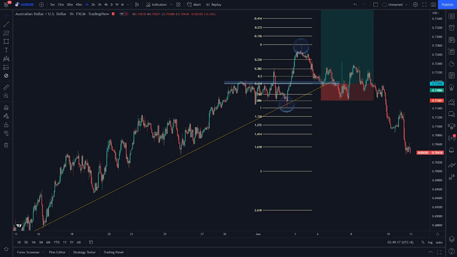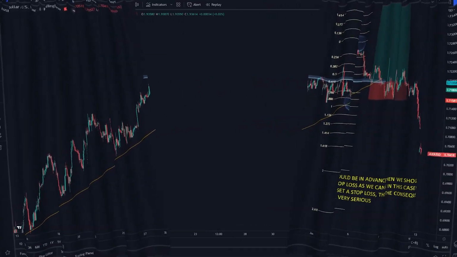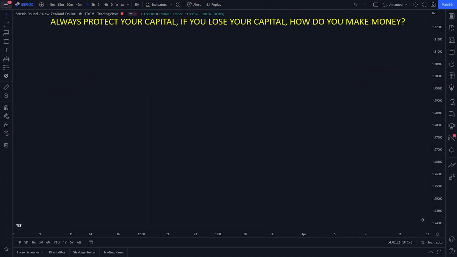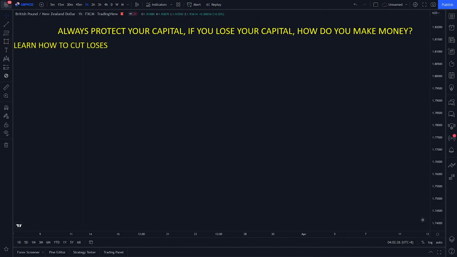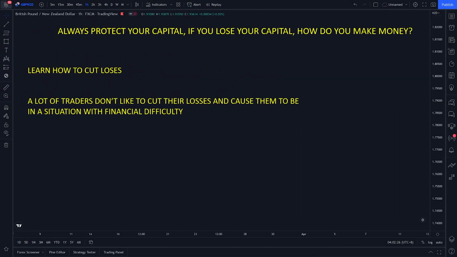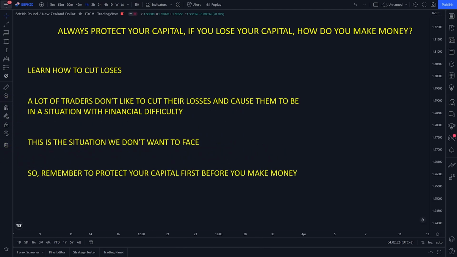No matter what, we should set our stop loss in advance. As we can see in this case, if we don't set a stop loss, then the consequences can be very serious. At the end of the video, I would like to share some mindset. Always protect your capital. If you lose your capital, how do you make money? Learn how to cut losses. A lot of traders don't like to cut their losses and end up in a situation with financial difficulty. This is the situation we don't want to face. So, remember to protect your capital first before you make money.